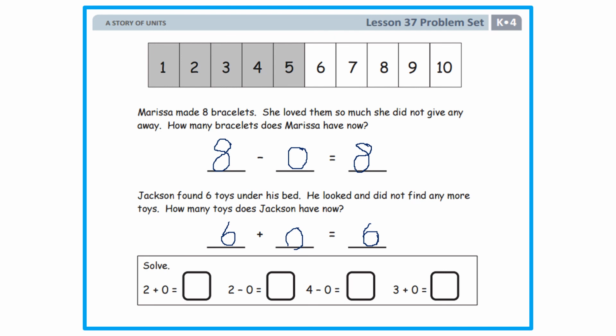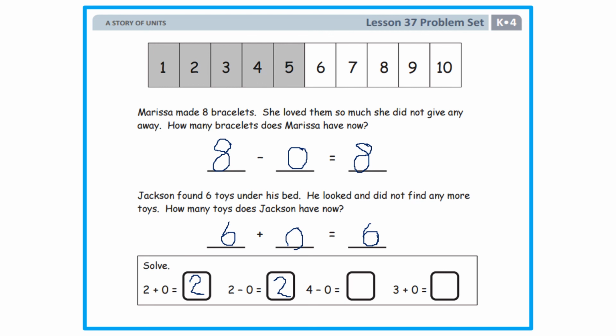Show me 2. Add 0. What's 2 plus 0? Good job, 2. When you add or subtract 0 to any number, you get the same number every time. Show me 2. Take away 0. How many do you have? I still have 2. When you add or subtract 0 to any number, you get the same number every time.